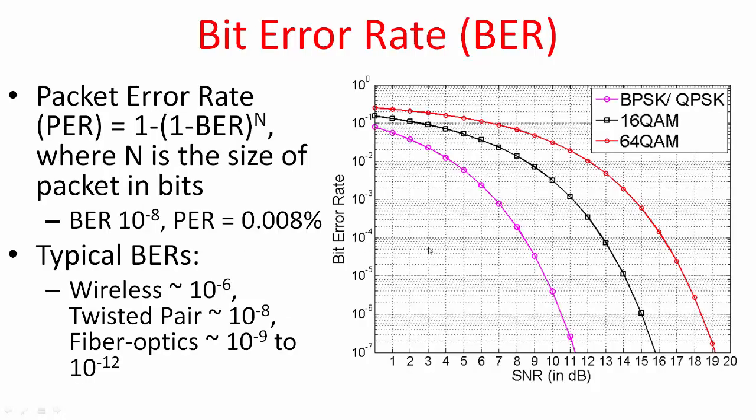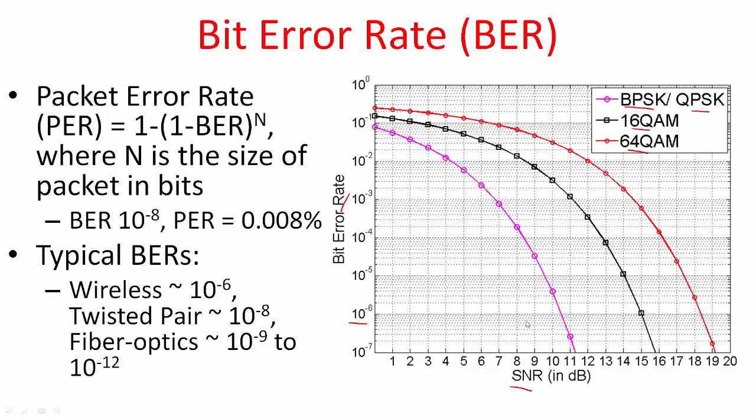This chart shows different modulation techniques, basically the way to convert bits into signals. These are the different modulation techniques: BPSK, 16 QAM, 64 QAM, QPSK. For these different modulation techniques, it plots the bit error rate versus the signal to noise ratio expressed in decibels. So what this figure is saying is, if you want a bit error rate of 10 to the power of minus 6, that is something you're okay with.